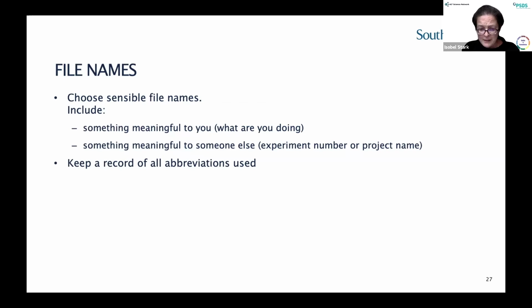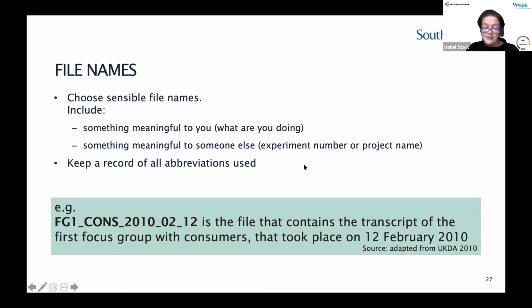So this is an example from social sciences, FG1. FG stands for focus group, cons is for consumers, and the date is in year, month, day format. Once you know what the abbreviations stand for, it's very simple to understand what is going to be in that file.